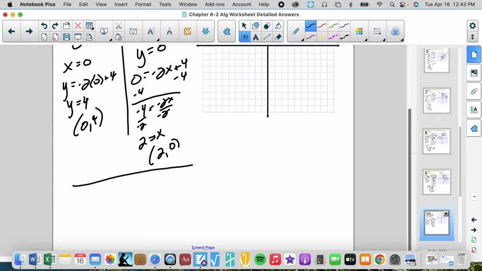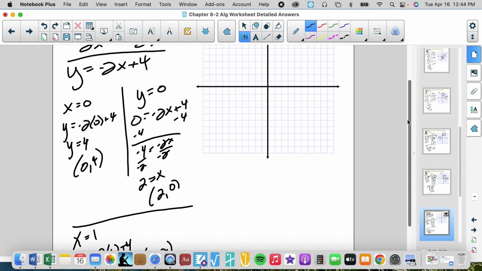And let's plug in x. This time we can plug in x equals 1. Y equals -2 times 1 plus 4. Y equals -2 plus 4. Y equals 2. So 1, 2 would be my third point.